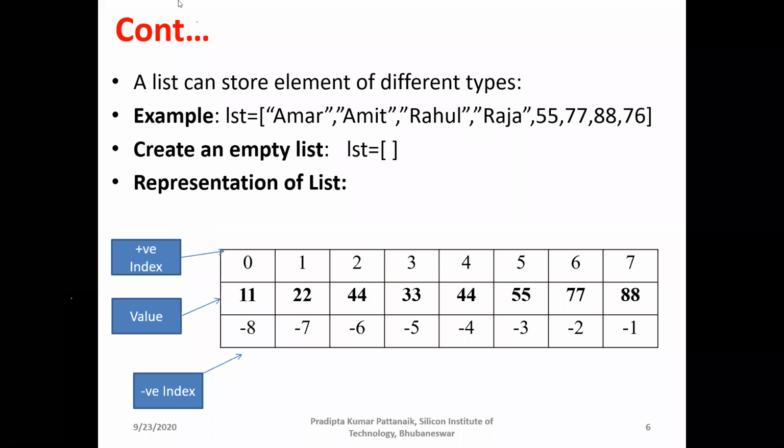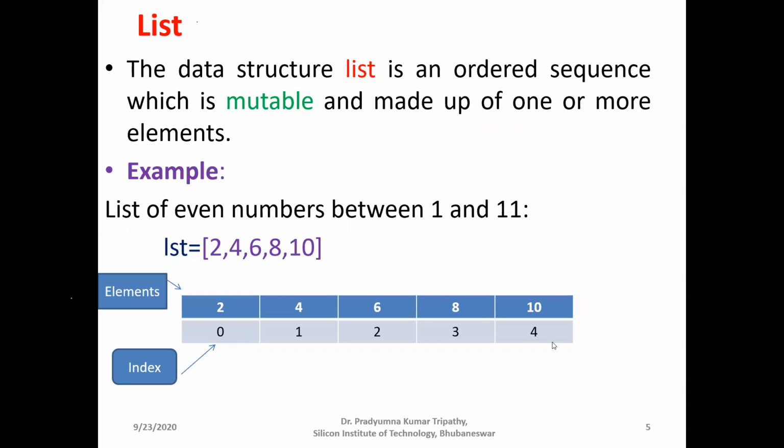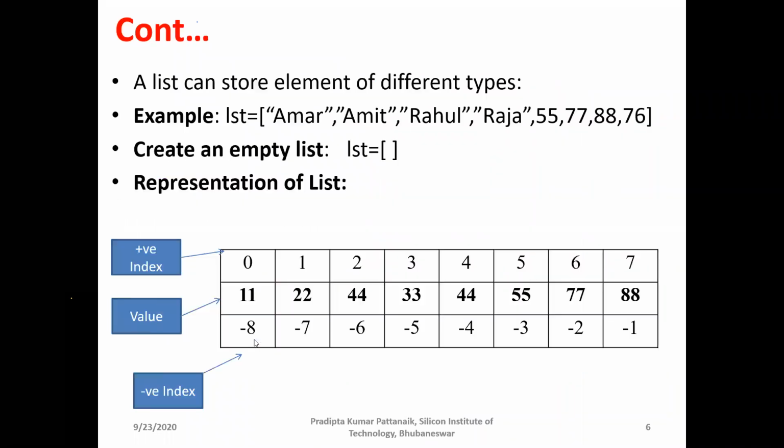Suppose these are the elements I am storing, then each one has an index value. These are the positive indexes, as in the previous example, correct? And if you want to access the same list in a reverse manner, then you have a negative index, which starts from -1 onwards. Positive index starts from 0, whereas the negative index starts from -1. This has to be remembered, correct?